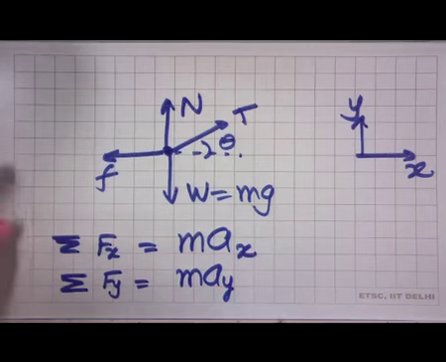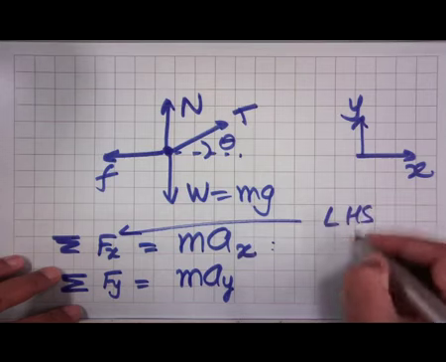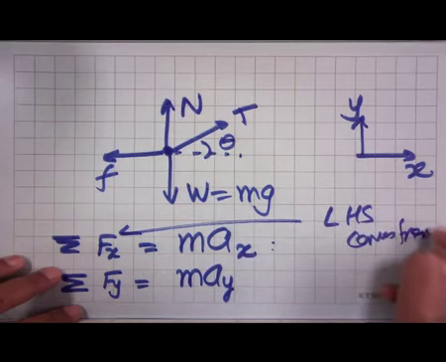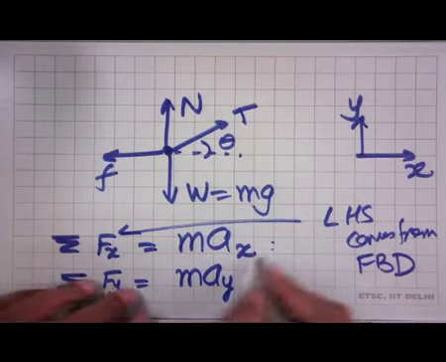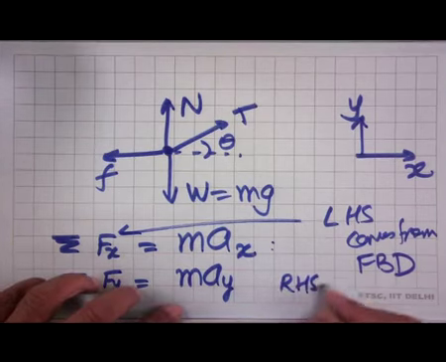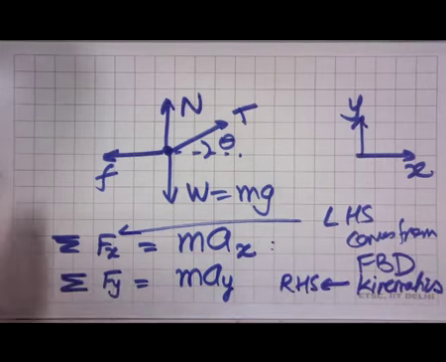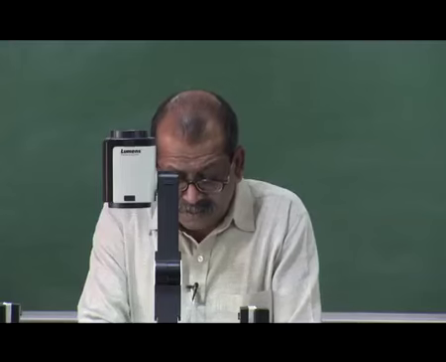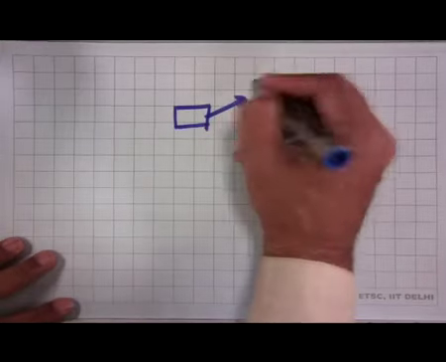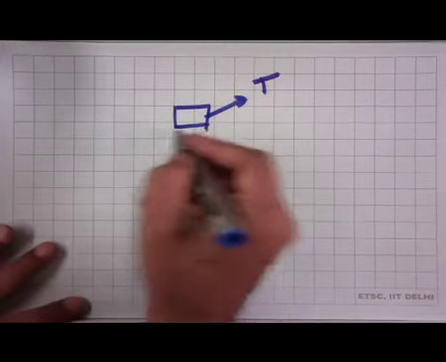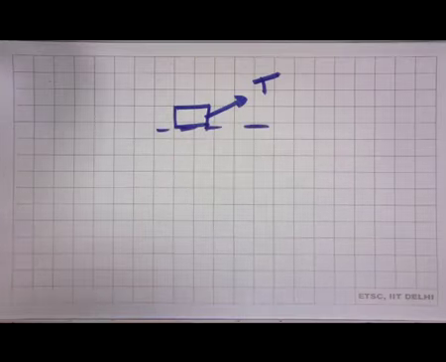Now, when we look at the left hand side, it comes from the free body diagram. The right hand side will be the kinematics of the problem, which we will analyze. So, for example, we are talking of a block which is tied with a string, and this is on the ground like this, and we want to find its motion.